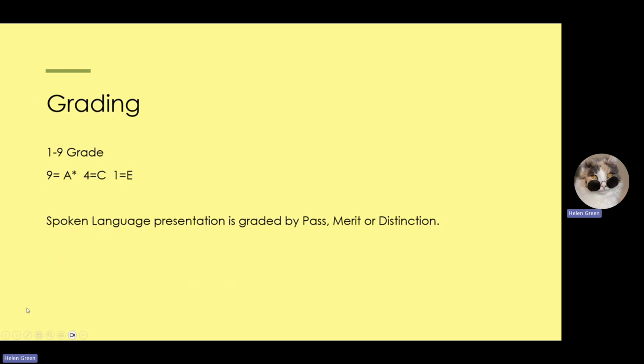For English Language, students receive an overall 1 to 9 grade, and the spoken language presentation is graded separately with a pass, merit, or distinction. It's only the marks on the 2 exams which go together to determine the 1 to 9. Most colleges are interested in seeing you get a grade 4 or above, although some colleges may well offer a placement for a lower grade. So it's worthwhile checking on where you're interested in going to see what kind of grade they're needing you to get.